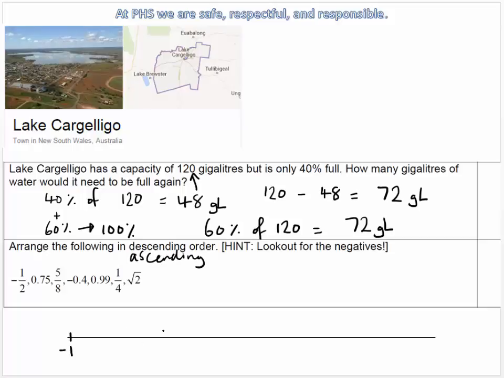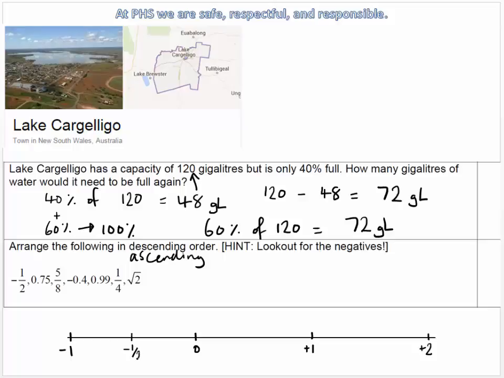So we've got -1, here's 0, here's 1, and here's 2. Now these are positive numbers. So what is our lowest number here out of these numbers? Well, I think it's going to be -1/2.